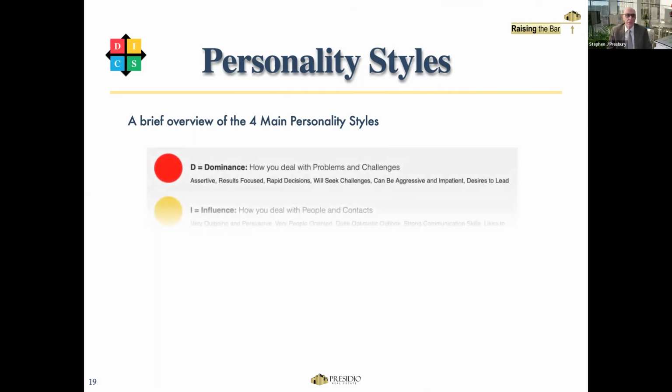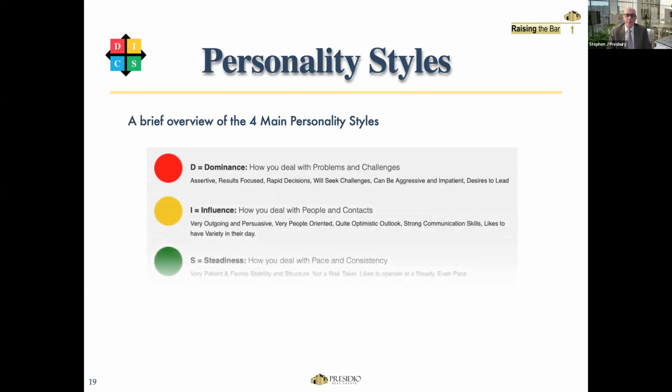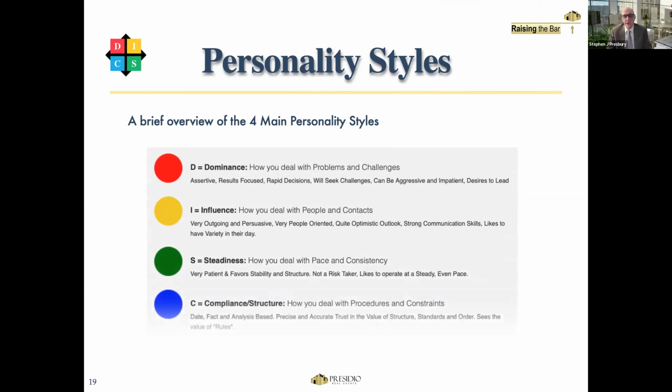All right. We've got those in the yellow group, very outgoing people, quite persuasive, very optimistic, lots of good communication skills with these folk. And they like a lot of variety. They're kind of aesthetically minded people. You've got the green group, which are steady folk, very patient folk. They like structure. They're not really a risk taker. They do like to work with everybody as best they can, and they like an even pace in life.